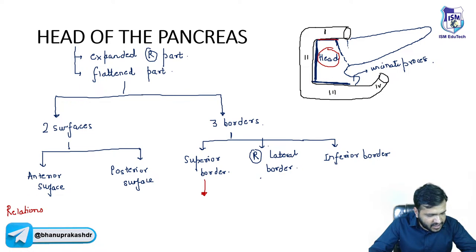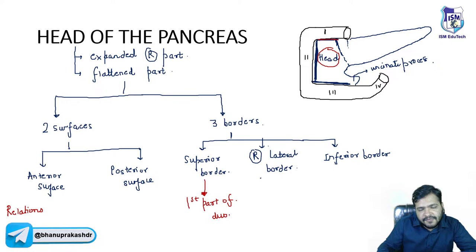So superior border, it is related to which part of the duodenum, beta? Yes, the superior border, it is related to the first part of duodenum. Upar ki taraf first part of duodenum hi to hai.